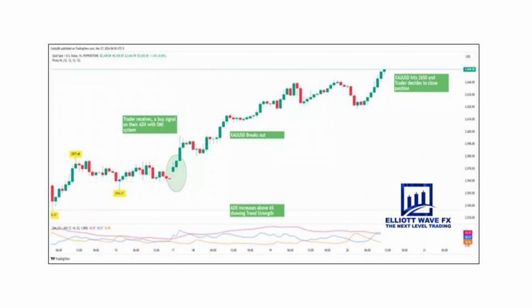The ADX is most useful when paired with the plus DI and minus DI lines, which indicate the direction of the trend. For example, if plus DI crosses above minus DI and ADX is above 20, it suggests an uptrend is forming and is an ideal time to consider a long position. Conversely, if minus DI crosses above plus DI with ADX rising above 25, a strong downtrend is forming.